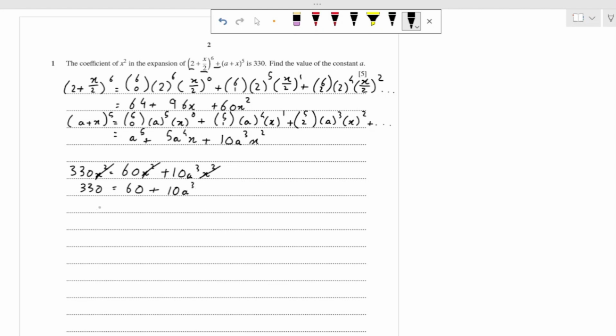And you can see that you're doing the right equation, because we are left with only one variable to find in the equation, that is a cube. Then when we solve for a, we will get our answer 3.